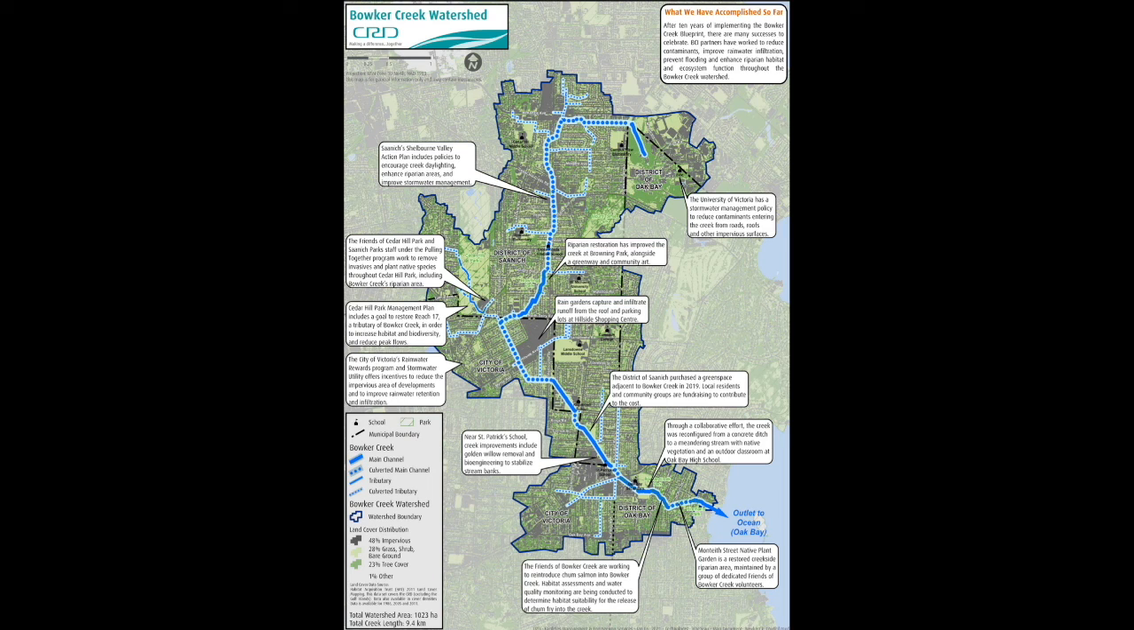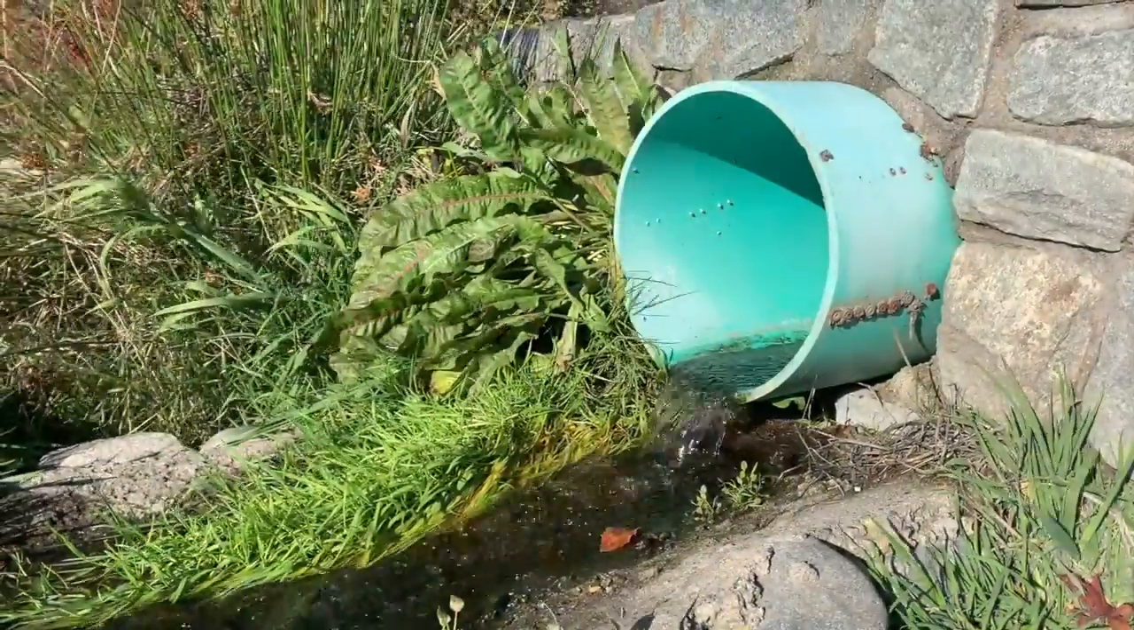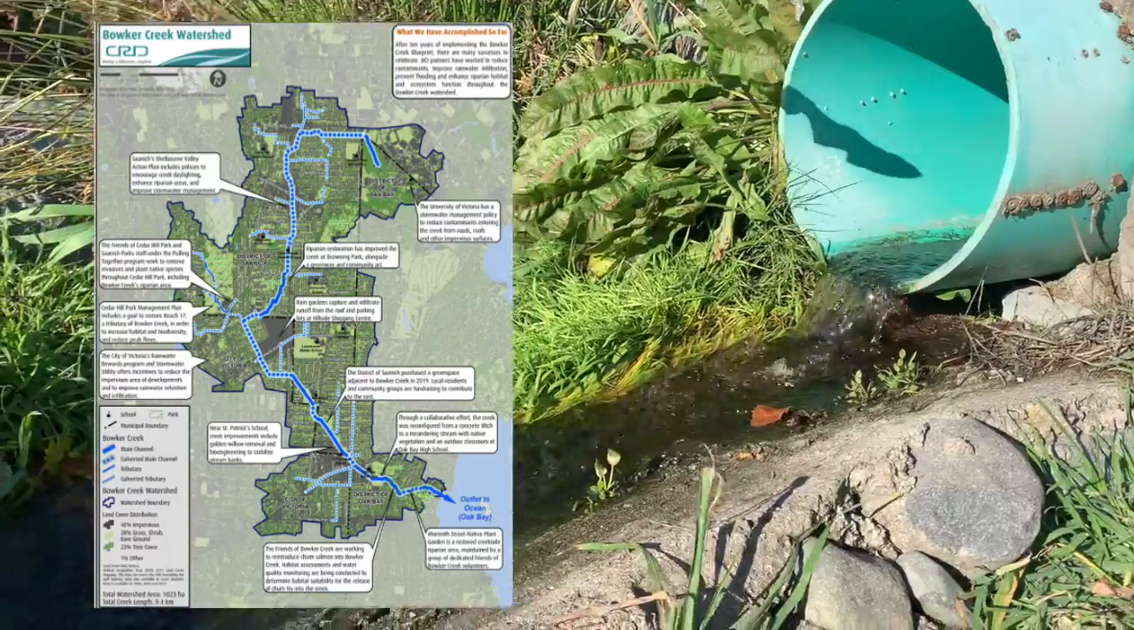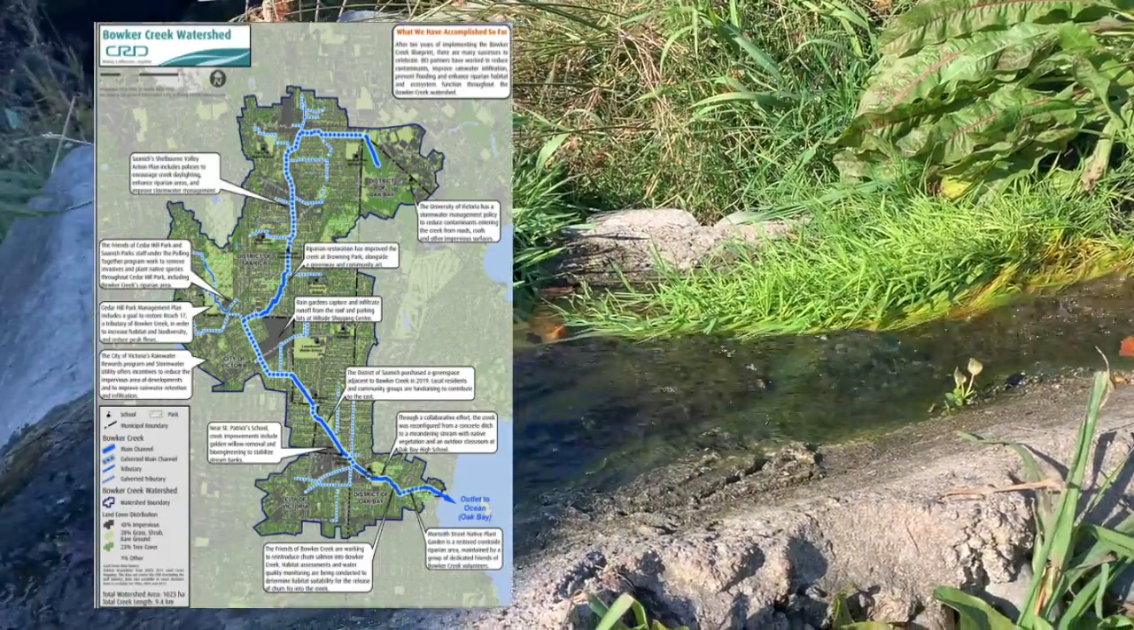Today, the Bowker Creek watershed is largely urbanized. The main stream and tributaries of the creek have been altered, with 70% of the channel now confined in culverts. These culverts form the backbone of municipal stormwater drainage systems. On the map, the solid blue line displays the areas of the creek that exist above ground.